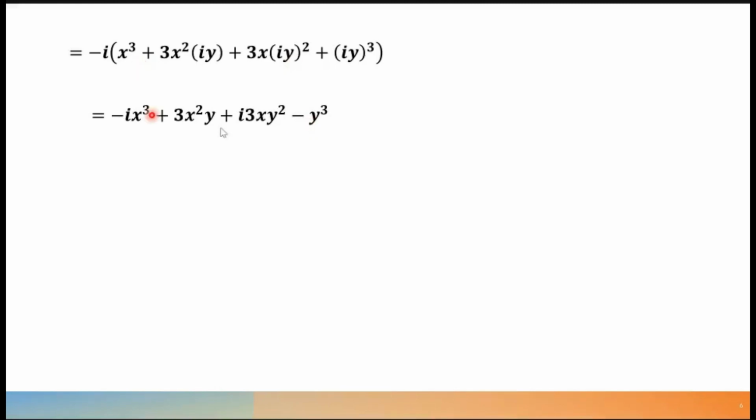ठीक है? So we are just expanding a plus b the whole cube, simplifying for i powers, i square, i cube, taking minus i inside and collecting the real and imaginary part. So the real part will be 3x square y minus y cube, plus i into 3xy square minus x cube. So this was the given function, I think. u is equal to this. So the orthogonal trajectory will be 3xy square minus x cube.